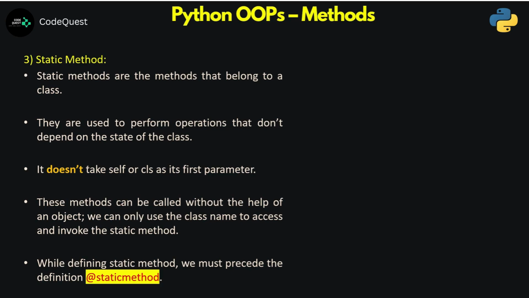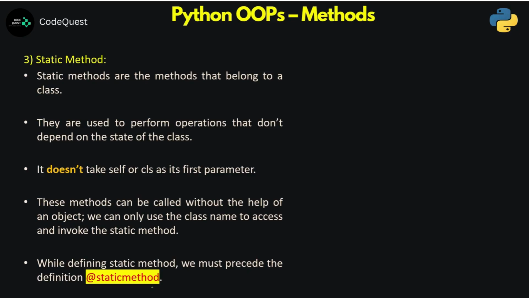And most importantly, it does not take self or cls as its first parameter, because we have seen that an instance method is going to take self as the first parameter, whereas the class method is going to take cls as the first parameter. But when it comes to a static method, it neither takes self nor cls. But while defining a static method, one decorator is necessary, that is nothing but your @staticmethod.